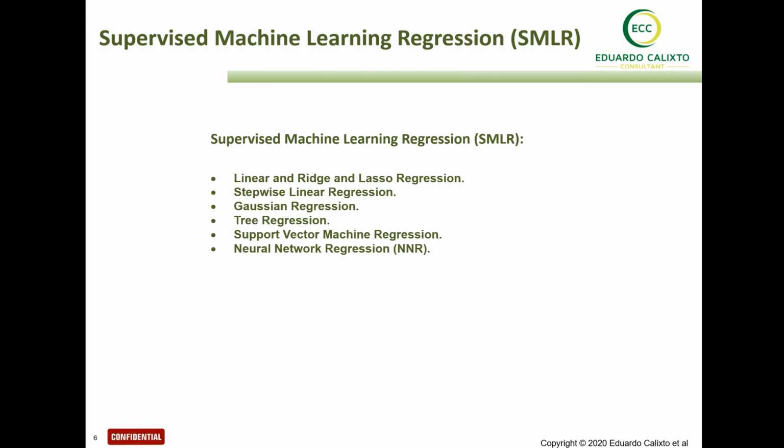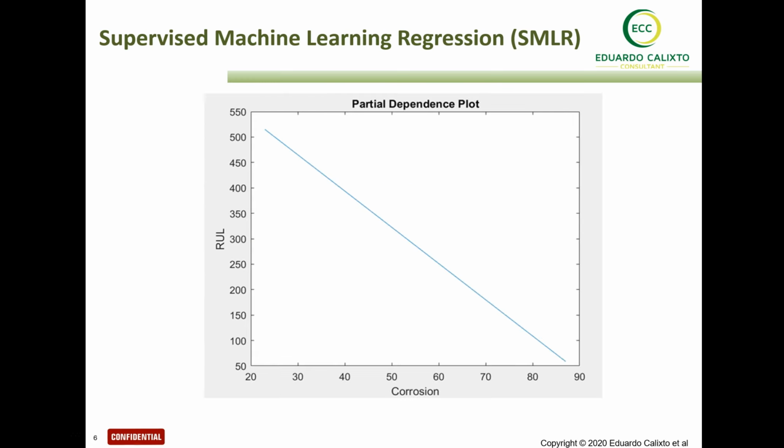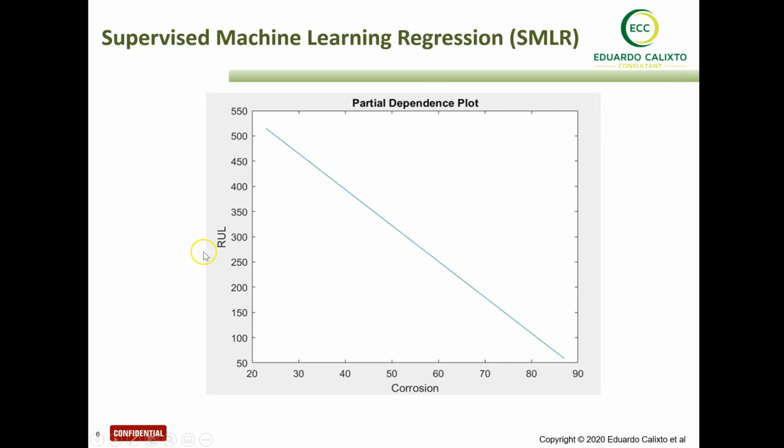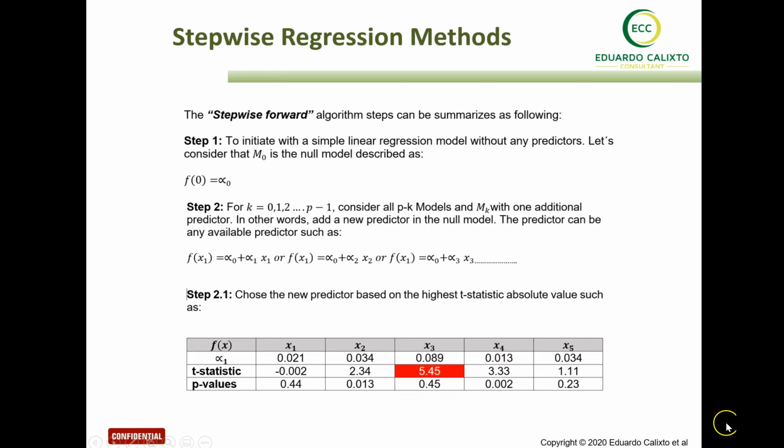Concerning supervised machine learning regression, we have different regression models. We already saw linear, ridge and lasso regression, and now we are going through the stepwise regression methodology. In the end, we will be able to predict the remaining useful life based on corrosion thickness in the tank. So now let's present the stepwise regression methodology.